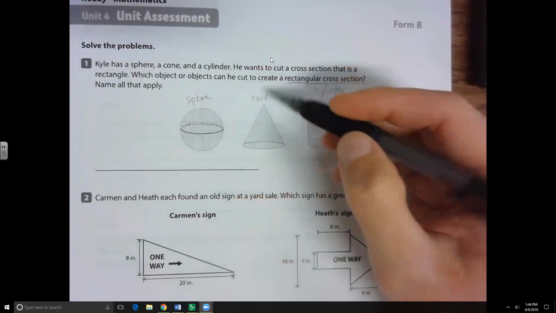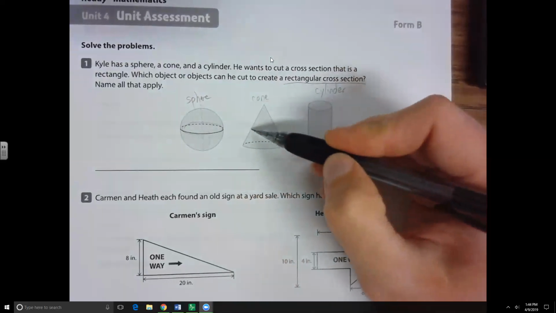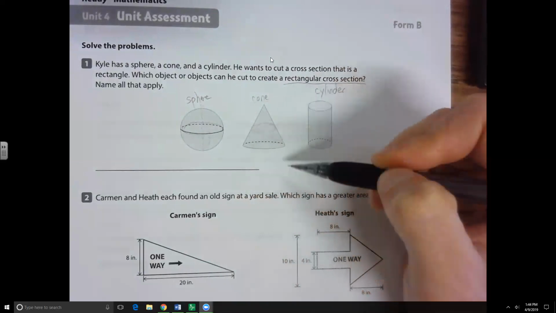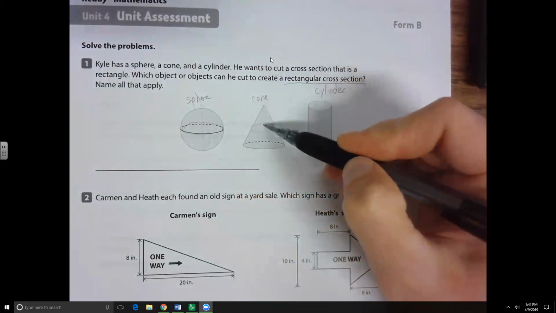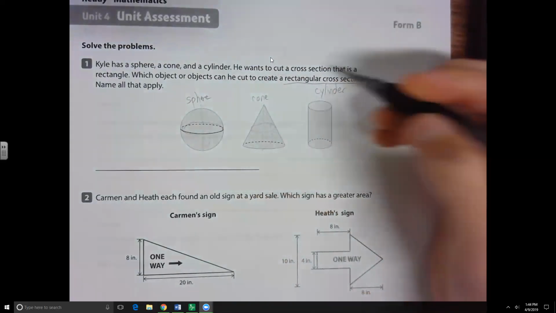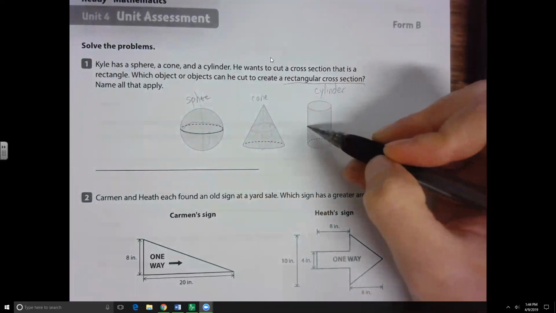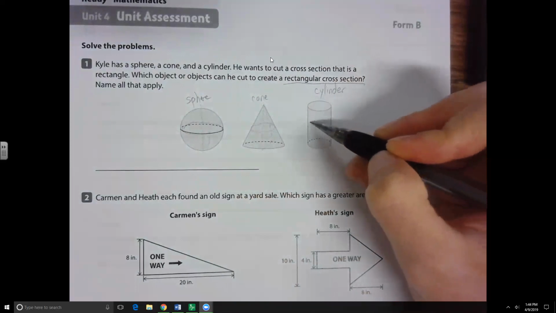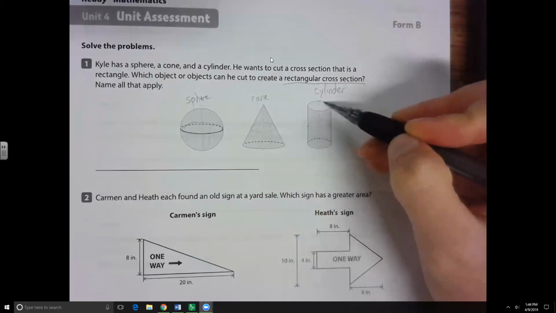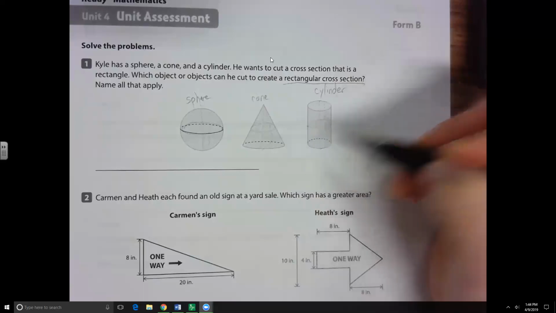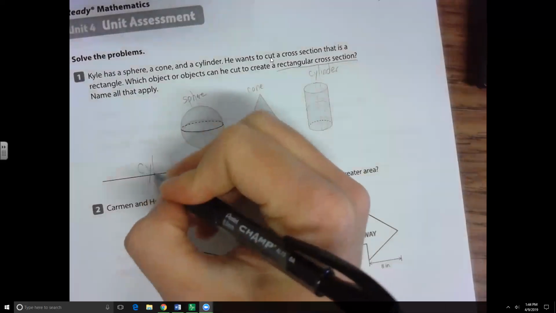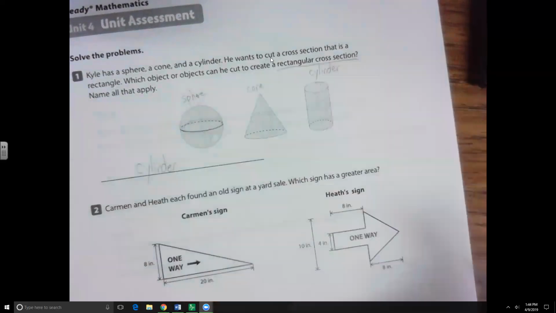If we cut a cone horizontally, or parallel to the base, we're going to get a circle. If we cut it vertically, then we get a triangle. In the cylinder, if we cut it horizontally, we get a circle, or if we cut it vertically, then we're going to get a square or a rectangle. Okay, so the cylinder is the only one that will allow us to have a rectangular cross section.